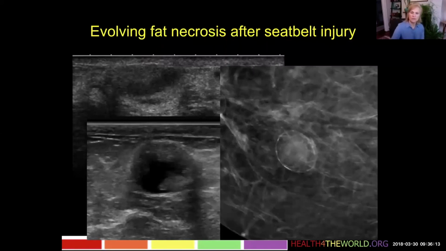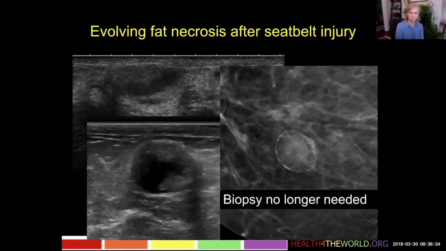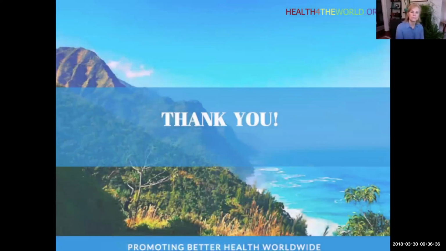And then with time, with further resolution, we have a complete oil cyst with calcifying wall. At this point, it's no problem making the diagnosis. This is clearly benign and fat necrosis. Although you can see in the very early phase, it was more indeterminate and it could have been a cancer, but we give it time to resolve and she could avoid a biopsy. So that's the end of module 1. Thank you very much.